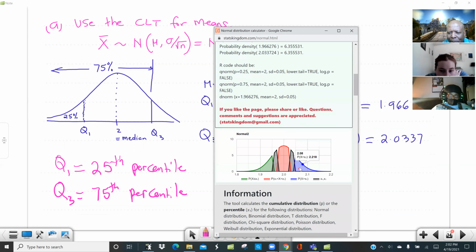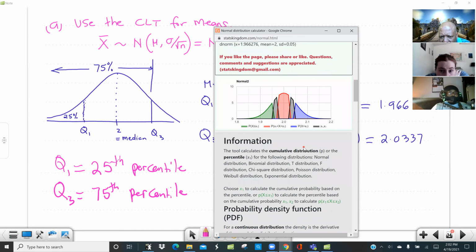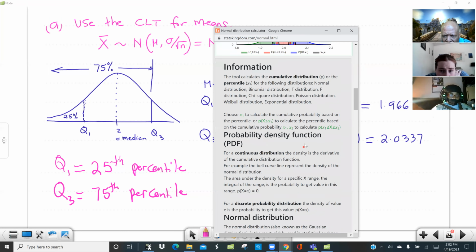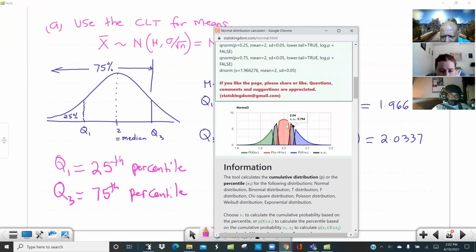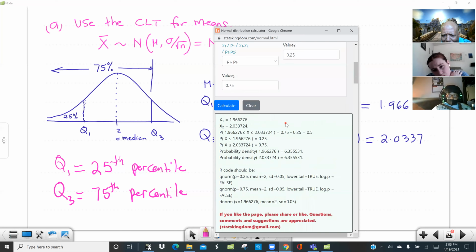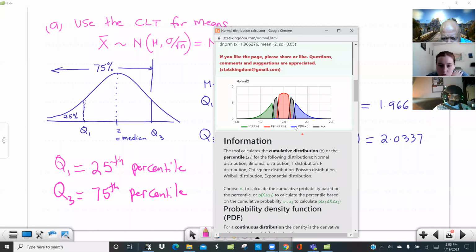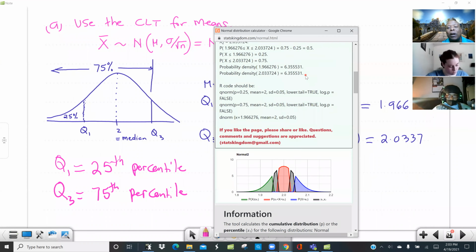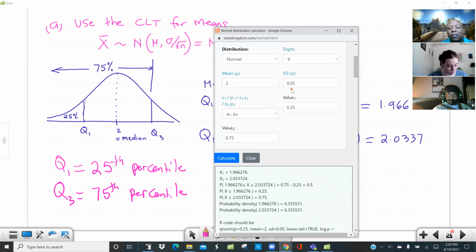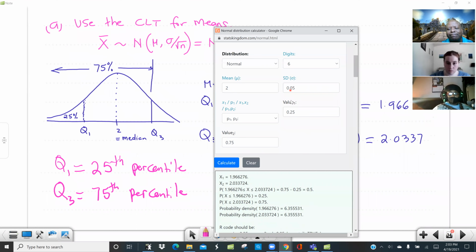Matter of fact, the picture says it all. What the heck is this? I don't know what. This is a very funny picture. I think it just breaks it up in a funny way, but you know, whatever. So we have 1.96 somewhere here, and we have 2.0337, which are the values you're looking for. So this is how we can find those two guys using this calculator.